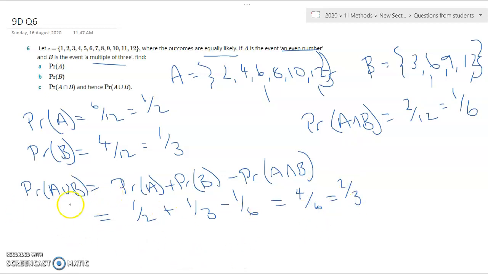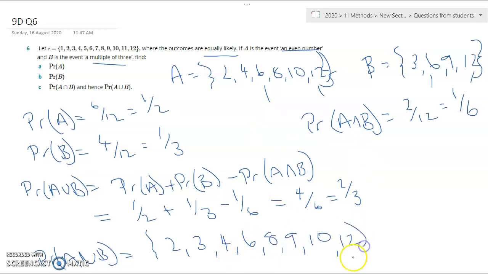We can check this answer by finding the union of these two. So we'll copy these out. So the union, let's have a look. We've got 2, 3, 4, 6 is repeated, 8, 9, 10, and 12. So this is looking at it and getting each single element and putting them in here. And we can see that it does in fact add up to 1, 2, 3, 4, 5, 6, 7, 8 on 12, which is 4 on 6 and hence 2 on 3.